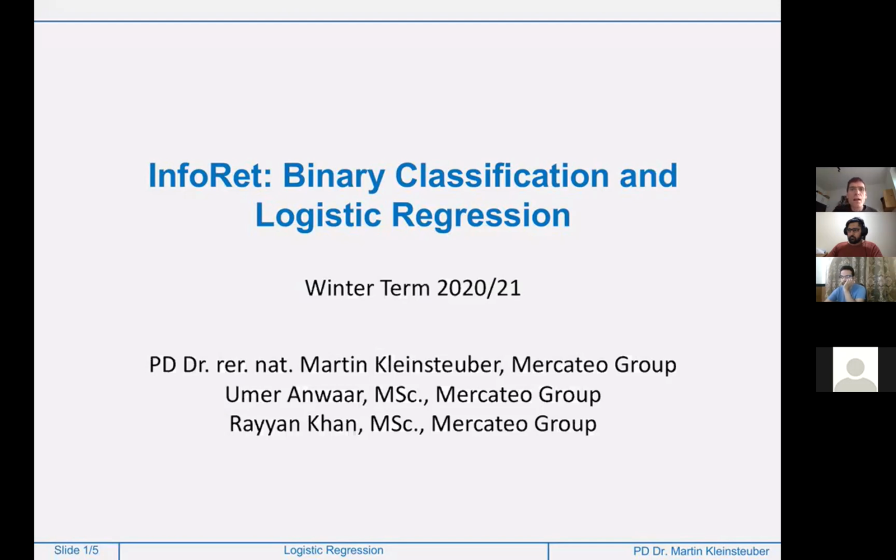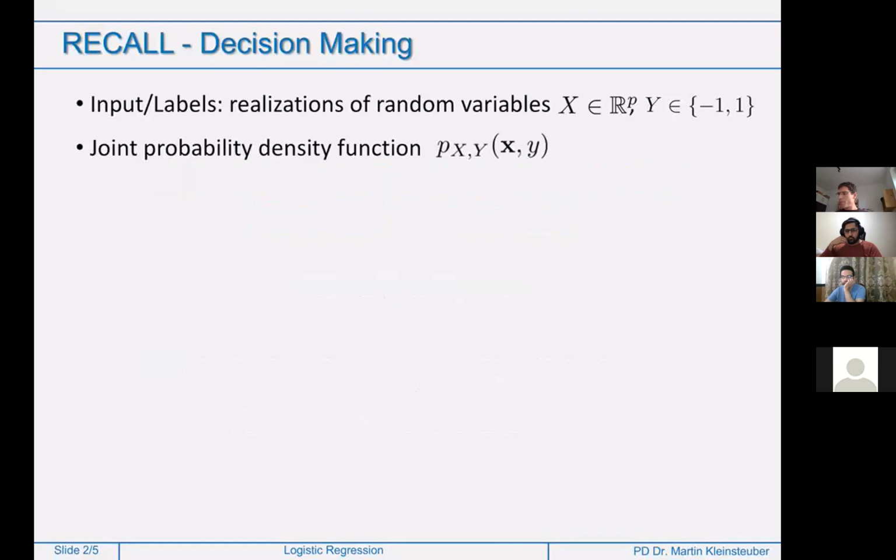We started last time, at the very first lecture, with this binary classification problem where we say we have inputs and labels that are realizations of random variables. X is a high dimensional vector in R^p, and Y is our output. If we want to do binary classification, we model our output, a categorical variable in practice, as -1 if it's class 1 and +1 if it's the other class. We have this joint probability density function of our input vector X and Y.